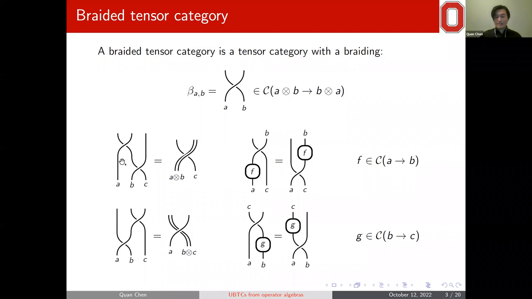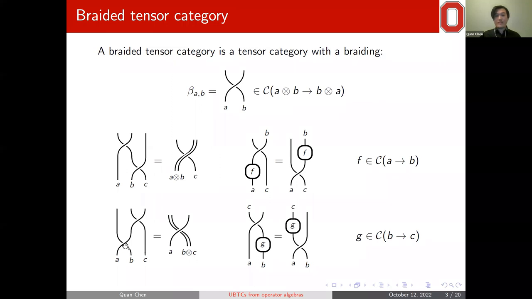That means if you braid A and C, you braid B and C first, and then braid A and C second, it should be the same as if you regard A tensor B as a single object, and this object braided with C. And also the naturality: for a morphism F from A to B, going from A to B by F and then braiding B and C should be the same as braiding A and C first, and then going from A to B by F.